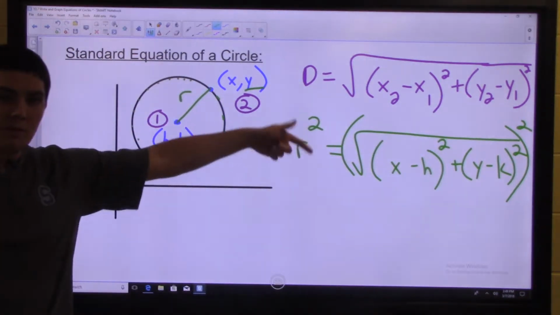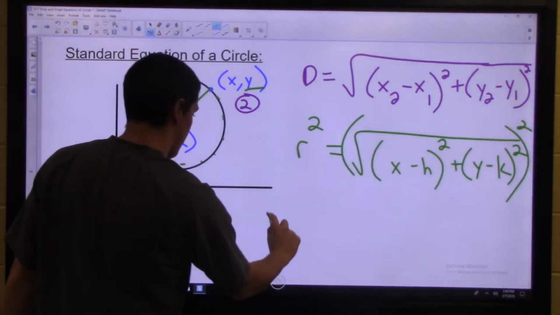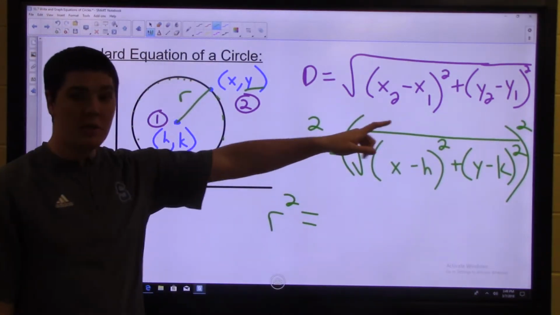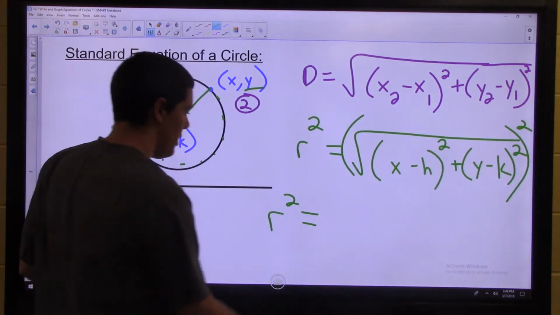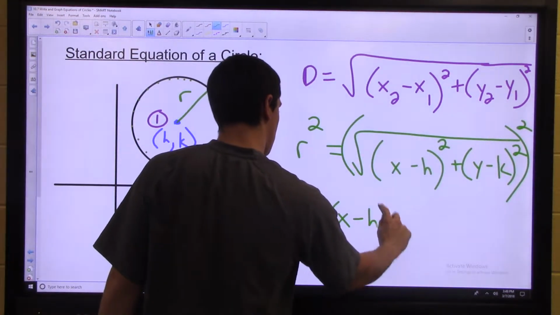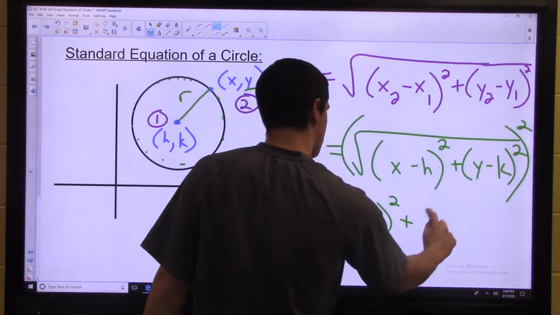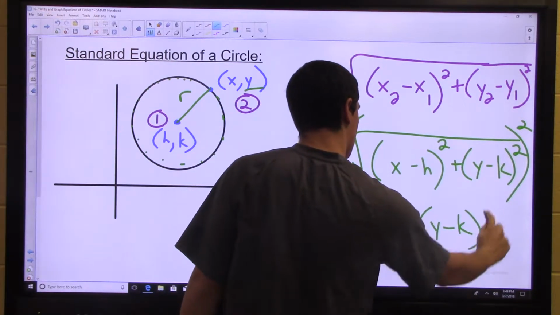That's why I was getting a little ahead of myself earlier. So that's where we get the r squared. When we square a square root, it undoes it. They're inverse operations of each other, so they undo one another. Therefore, we're going to get x minus h squared plus y minus k squared.